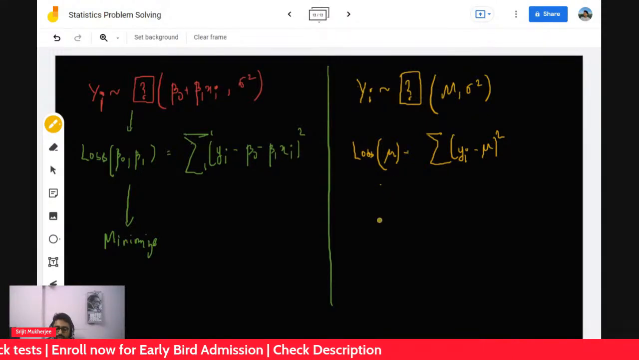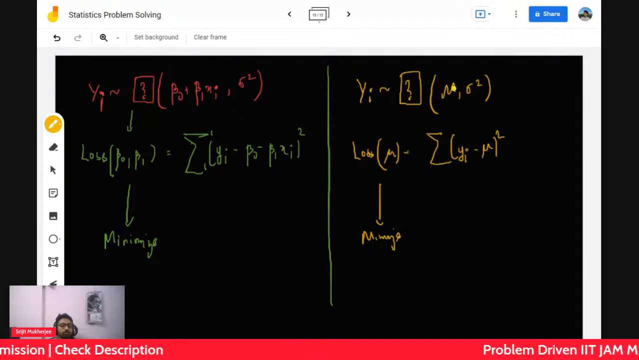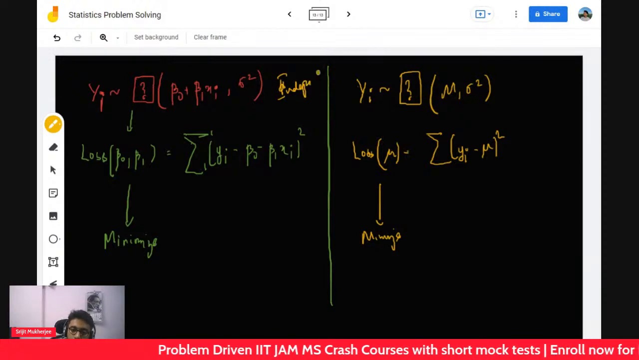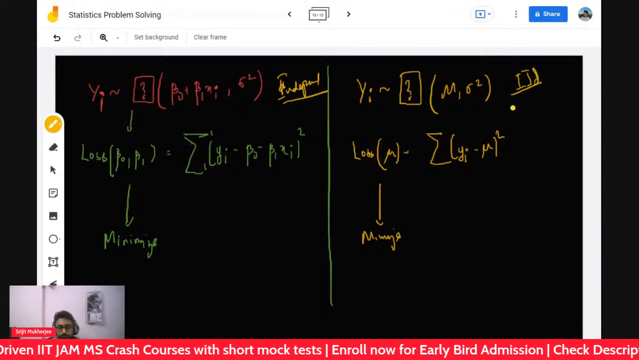Right? So then we can minimize it. So we can do this problem. It can be done in a general case also. Here the means are changing. Here it is not IID, it is independent. And here it is IID, independent and identically distributed.